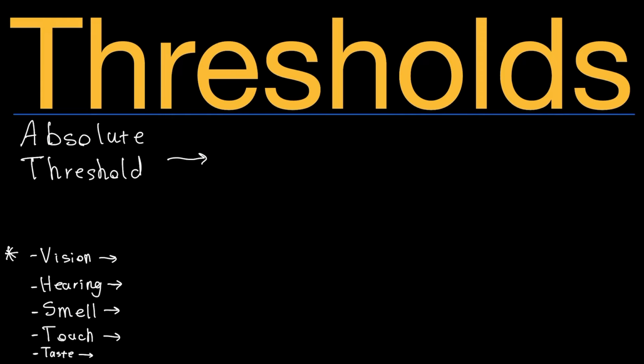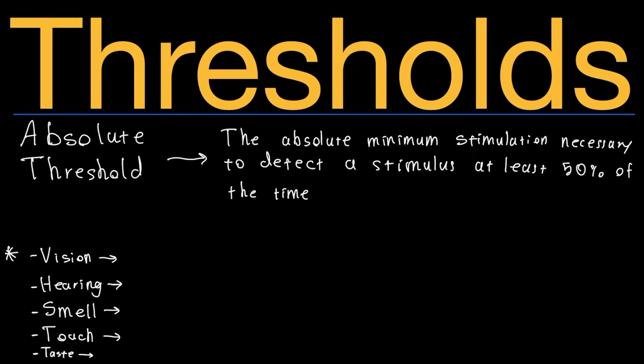In this video, we're going to talk about thresholds in psychology. So, what is an absolute threshold? An absolute threshold is the absolute minimum stimulation necessary for a person to detect a stimulus at least 50% of the time. The person who came up with this concept is called Gustav Fechner.